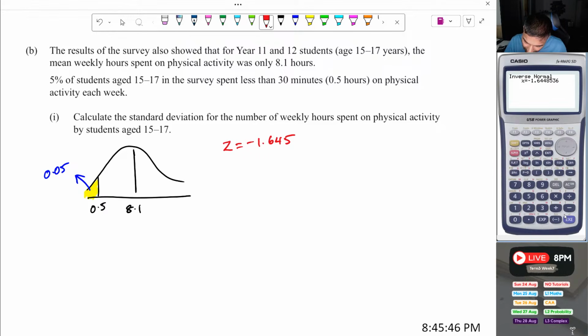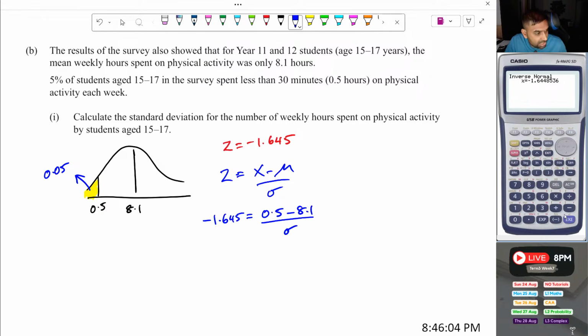So if this is... what am I doing? Z equals X minus the mean over standard deviation. So we got negative 1.645 equals X, which is 0.5, minus the mean, which is 8.1, divided by standard deviation. So rearranging it, standard deviation is 0.5 minus 8.1 divided by 1.645.